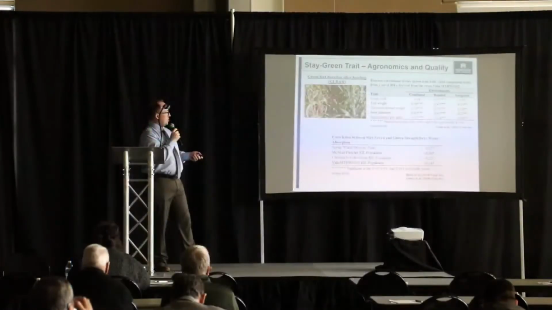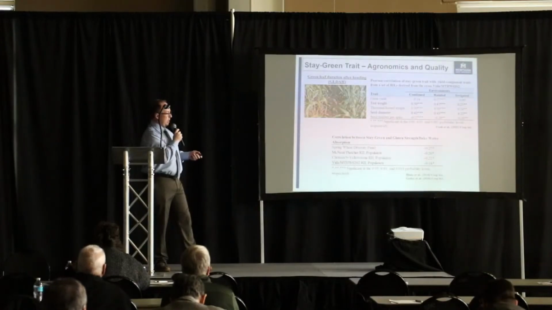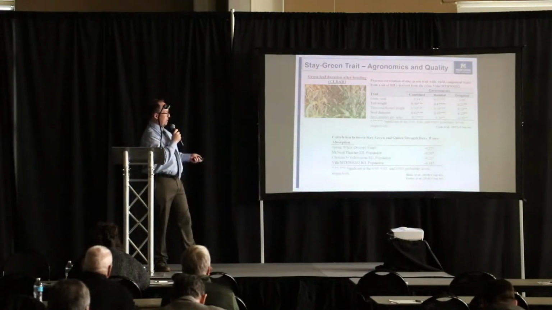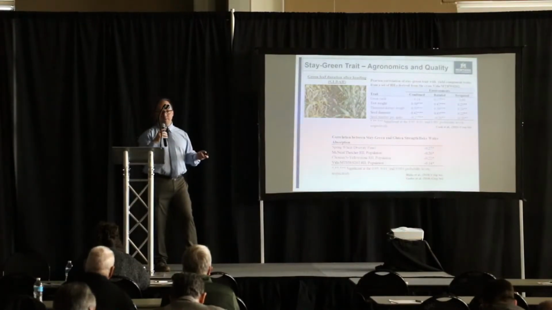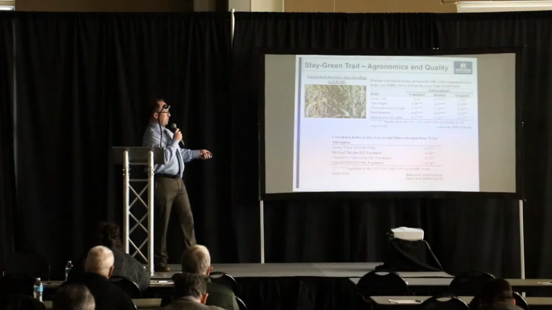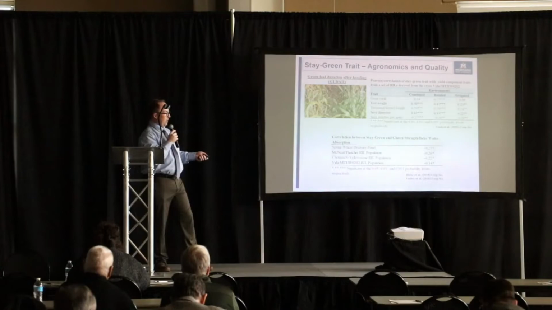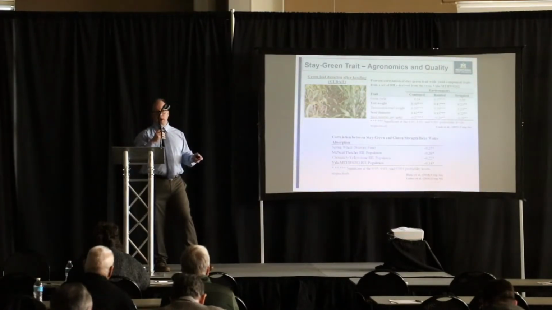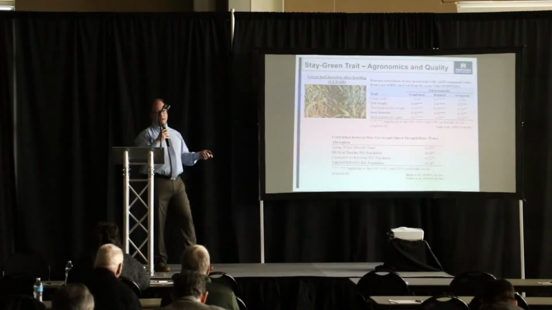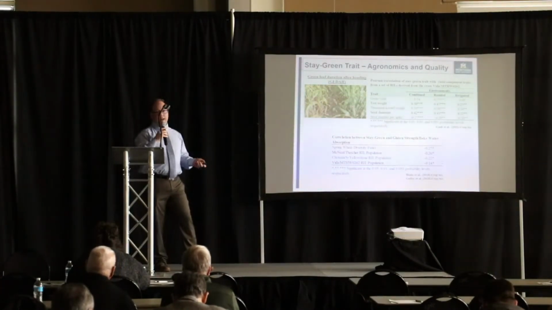The one downside to this trait is what we've observed over the years is it does have a negative impact on quality. And so this has been a big focus of the breeding efforts, to still maintain this stay-green trait, or elongated grain fill period, but improve the end-use quality. One reason we think the end-use quality is worse in varieties that have the stay-green trait versus more standard lines is that these varieties can have pretty late maturity.